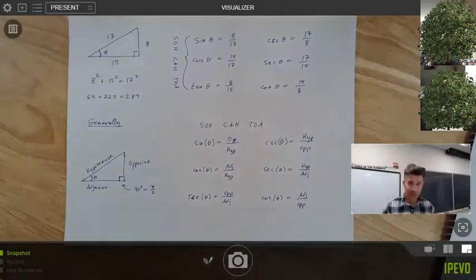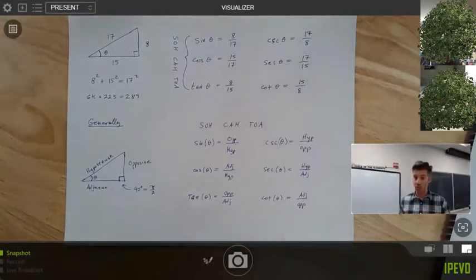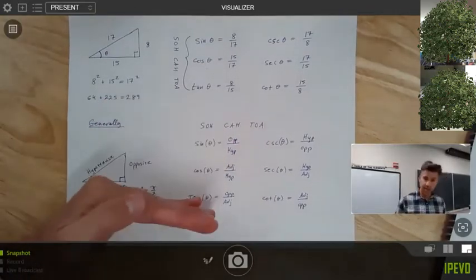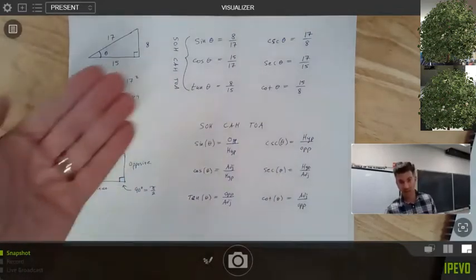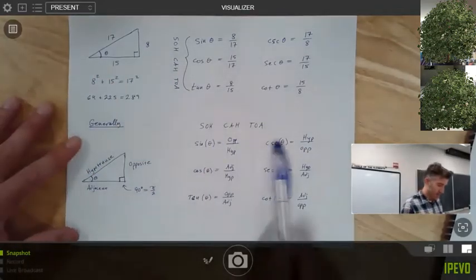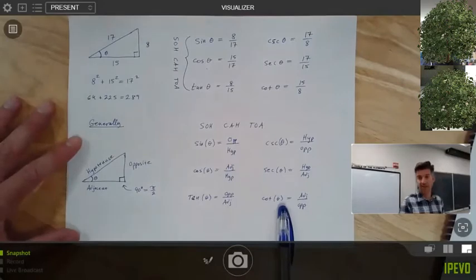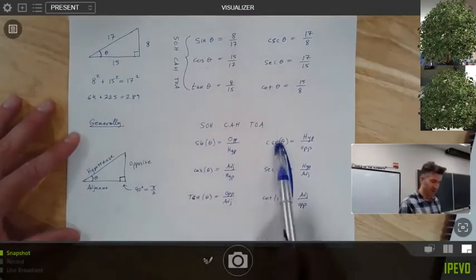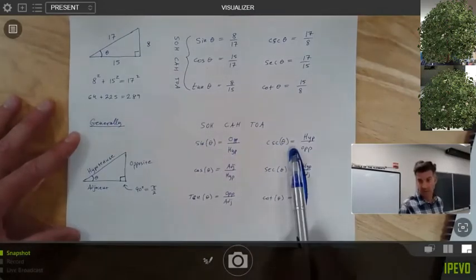And I would encourage all of you to get in the habit of writing them in this order. Sine, cosine, then tangent, because there's the nice mnemonic device, and then their reciprocals right next to them. It's going to make it easier: if I'm doing the reciprocal of sine, I can just look at sine to flip it over, get cosecant.